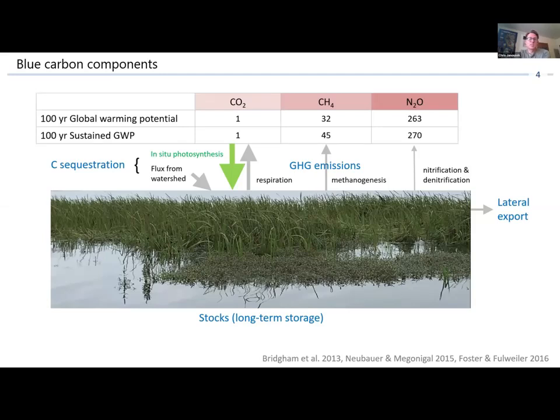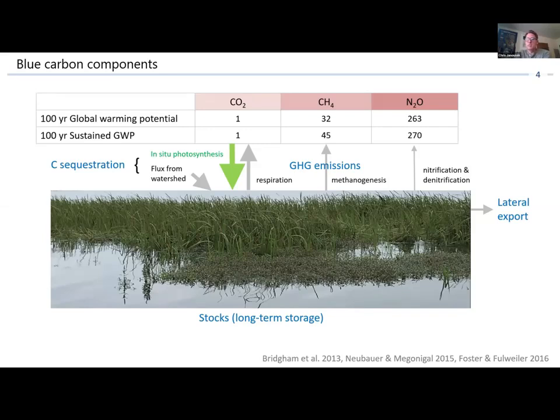And then the last is nitrous oxide, which is also a really potent greenhouse gas. But fortunately, in many tidal wetland systems, measurements conducted so far suggest that it's pretty much a trace gas and often not that much of a concern. So of these three greenhouse gases, methane is really the biggest concern.